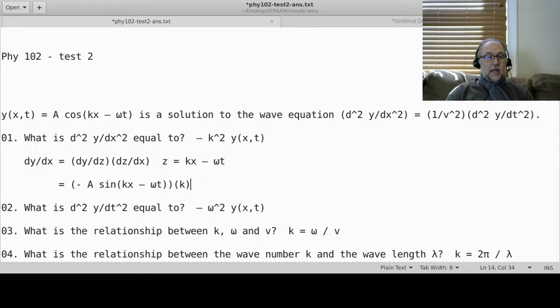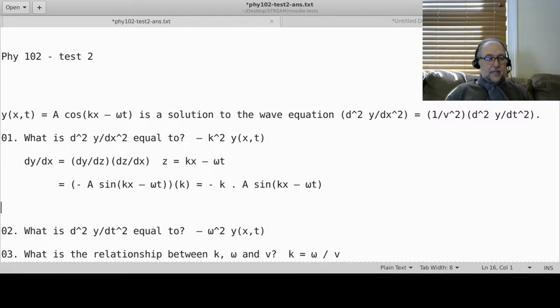It's just a variable k. And so let me clean that up a bit. That's basically going to equal negative k times a sine, and the entire argument there like that. So there's the first derivative, but I asked for the second derivative.